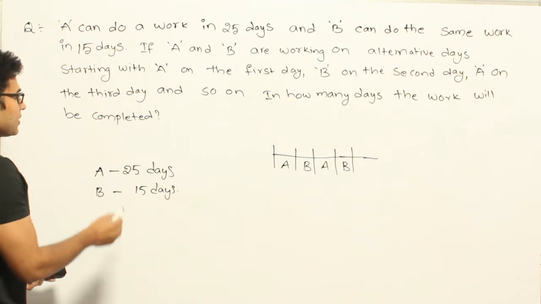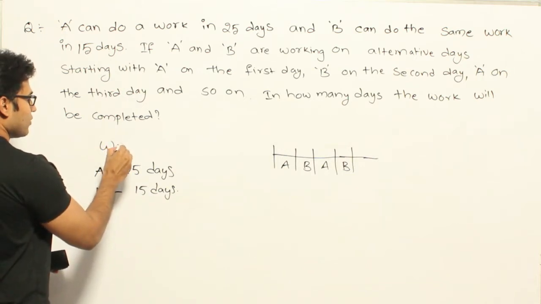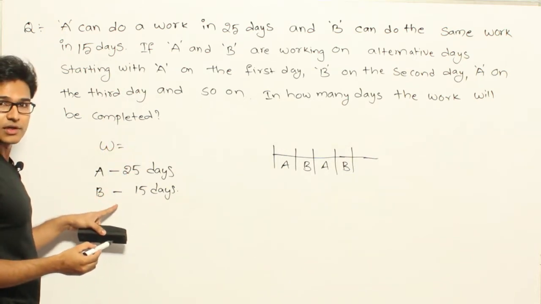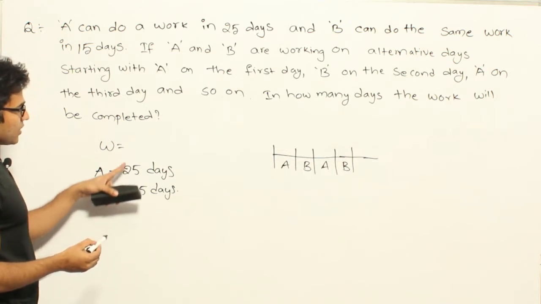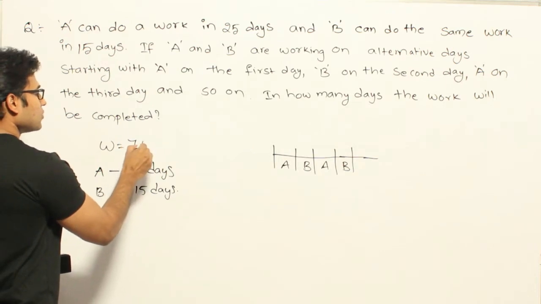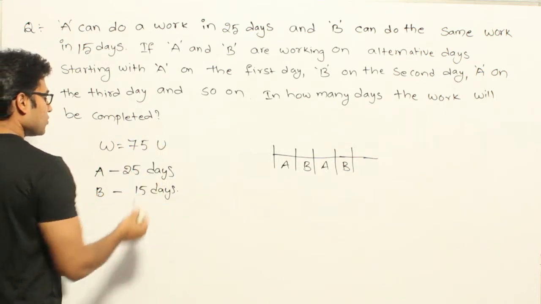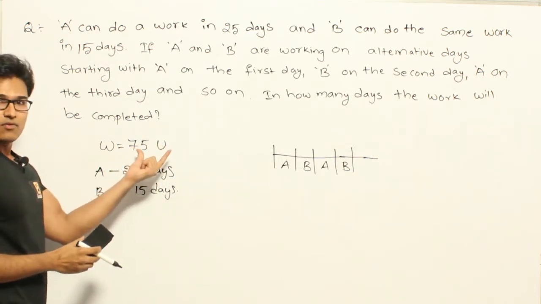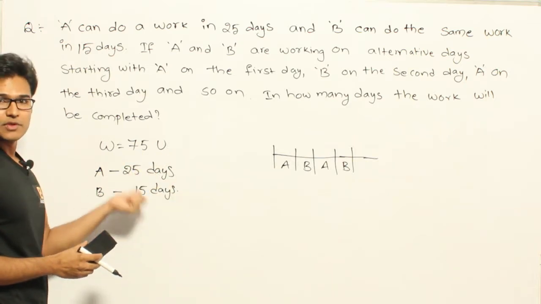So again we are going to apply the same concept. We have to find out the rate at which A is working and B is working. In order to find it out, we have to imagine some work. So what will be a better number? 75 is a good number, right? So 75 units is a good number, so I am taking it. For that matter, you can take any number which is a multiple of these two.